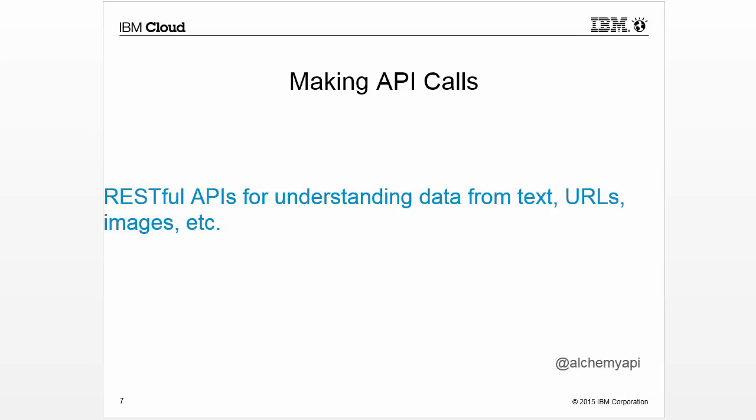Making API calls. Alchemy API provides REST API endpoints. You need to get API access key to use Alchemy API. The Getting Started guide, API documentation, SDKs and tooling to start using Alchemy APIs are available at alchemyapi.com under Developers tab.